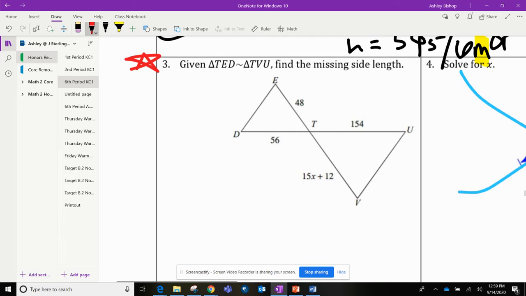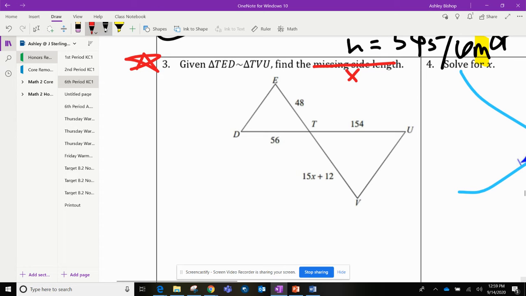your test. And it says, given triangle TED is similar, that's a similar symbol right here. Whoops, I wrote over it. To triangle TVU, find the missing side length. So we're actually just going to solve for x. So we're just going to find x. But we're still going to take the same steps.